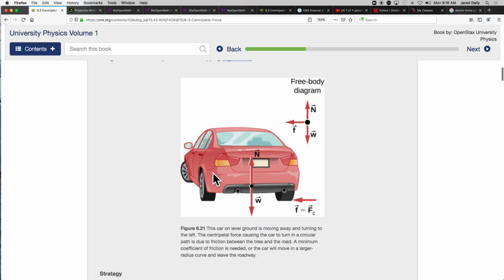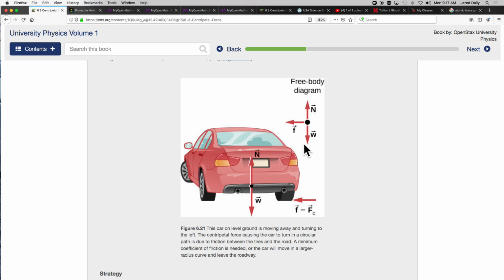Here is a car turning a corner. You guys see the front wheels are turned, and that's actually what causes this centripetal force. As the car tries to roll forward, the wheels are turned, and so the tires push against the ground, and the ground pushes back. As the ground pushes back, it creates that centripetal force, which causes the circular motion.